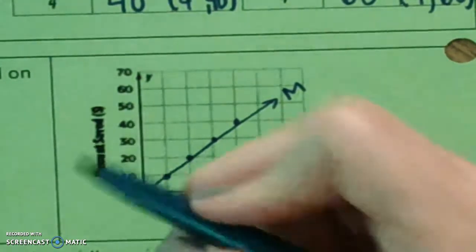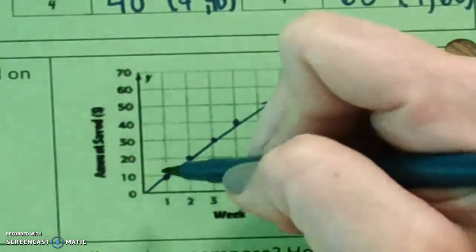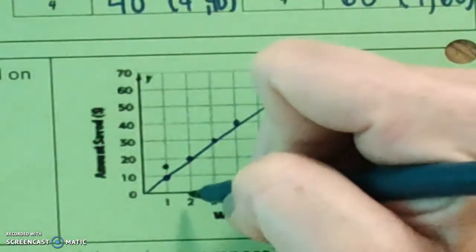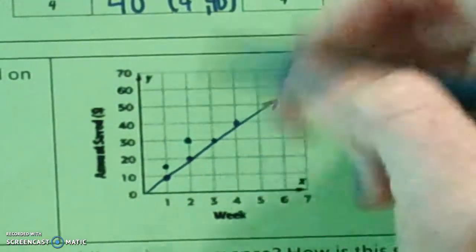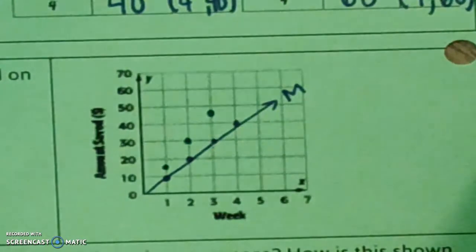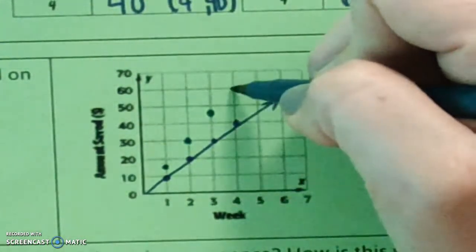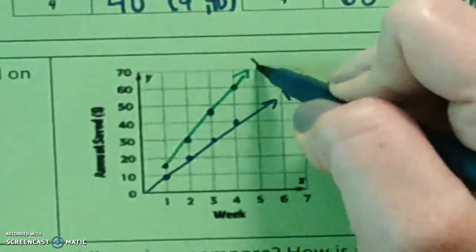We're going to run to 1, and jump to 15, which is halfway between 10 and 20, right? Then we're going to run to 2 and jump to what? 30. Then what am I going to run to? And jump to? 45. So I ran to 3, and I'm going to jump all the way up to 45, which is halfway between 40 and 50. Then I'm going to run to 4 and jump all the way to 60. Then I'm going to connect that and label it D for David.